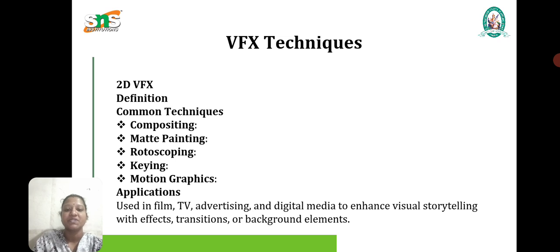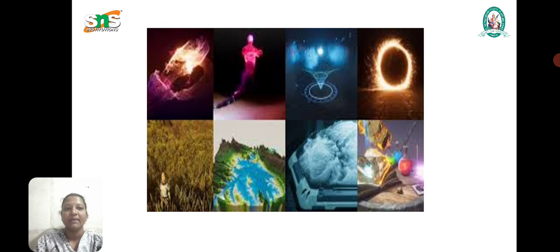The next is motion graphics. This is animated text, images, objects or characters using some graphics. Next is application. Wherever we use 2D VFX, it is used in film, television, advertisement, digital media and storytelling. We are using background effects, and according to the transitions and effects we use the VFX technique. This is one image which has different types of VFX according to 2D VFX.